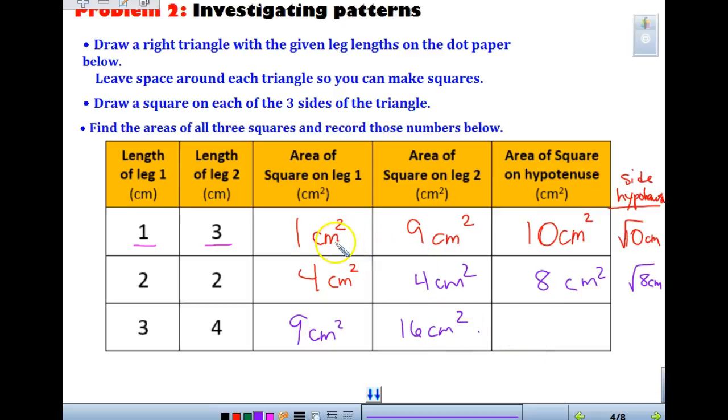And if I look up above, what do I know about the area of 1 plus the area of 2? It's always equal to. So if I take 1 plus 9, it is always equal to the area of our hypotenuse, right? Mm-hmm. 8 plus 8, or 4 plus 4 equals the 8. So this one should be 9 plus 16 equals 25 centimeters squared, which means what's the side length? 5. 5, because you're taking the square root of 25.